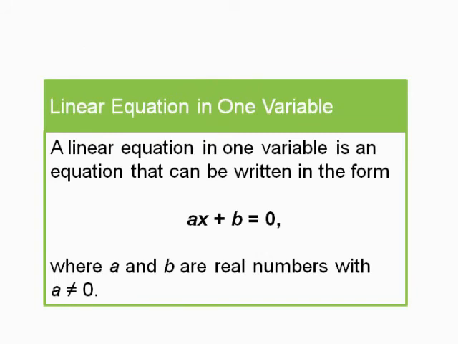All right, now here is the real basic definition of a linear equation in one variable. It says a linear equation in one variable is an equation that can be written in this form: ax plus b equals 0, where a and b are real numbers with a not equal to 0. Because if a was equal to 0, let's face it, you would just have b equals 0 there. So we could put all kinds of numbers in there and will.